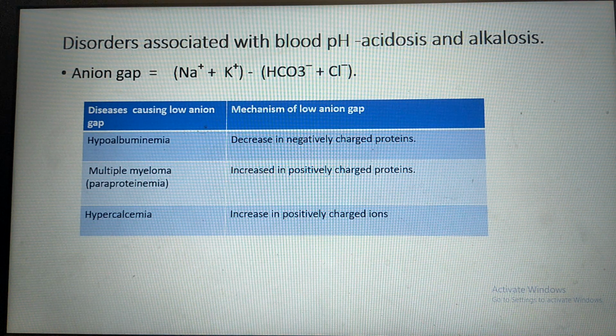Hypercalcemia. Again, all of us know calcium is a positive charge ion. If the calcium level in the blood increases, that means positive charges in the extracellular fluid increase. To maintain electrical neutrality, sodium and potassium are excreted by the body. So measured cations decrease, again narrowing the gap between measured cation and measured anion. So these are a few important causes of low anion gap.